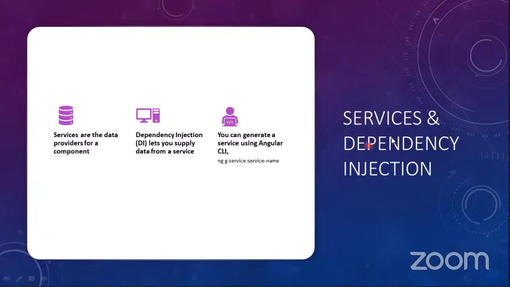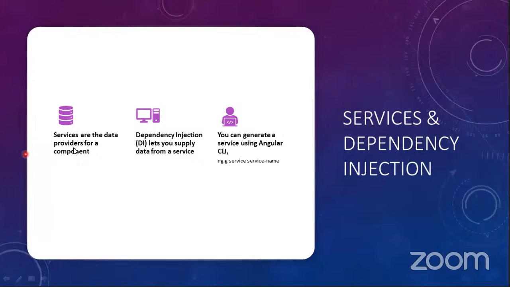And coming to the next important one, services and dependency injection. Dependency injection is nothing but injecting the services into the component. If you remember, we saw in the architecture of Angular there was a service box, and it was mapping to the components, right? That is nothing but dependency injection. We are injecting that particular service into the component.